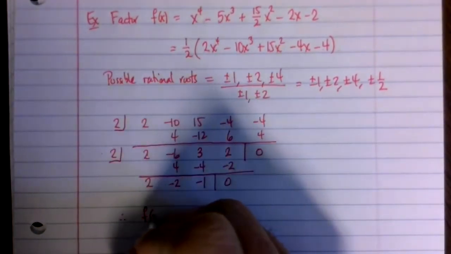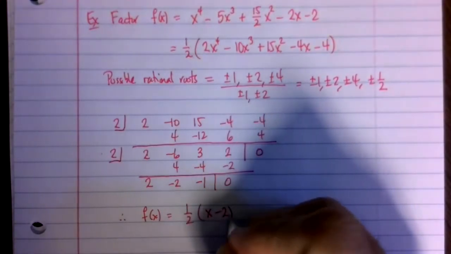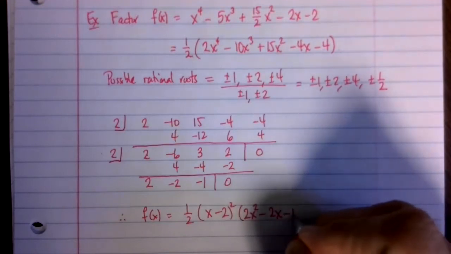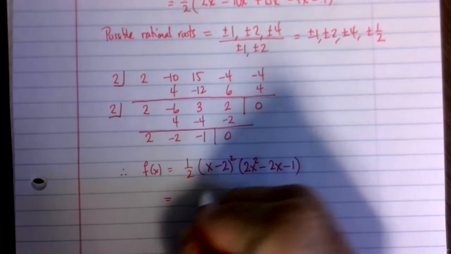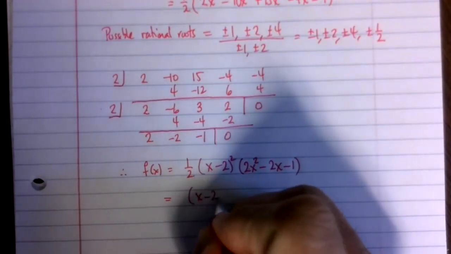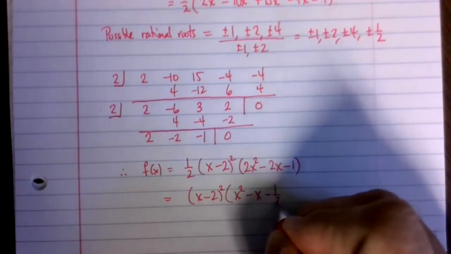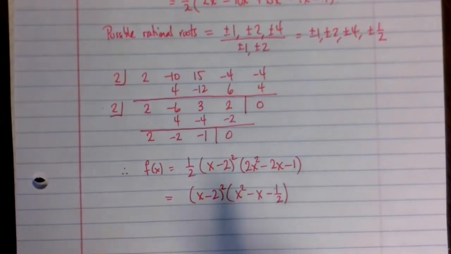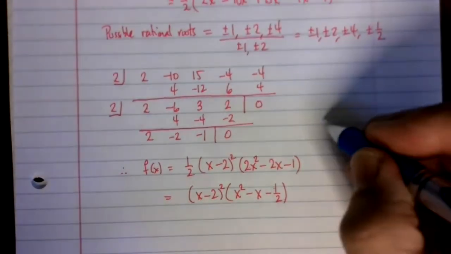So our conclusion is that f of x is equal to 1/2 times x minus 2 squared times 2x squared minus 2x minus 1. And let me pull the 2 out of this. So that would give us x minus 2 squared times x squared minus x minus a half. Okay, now to find the remaining roots, I use the quadratic formula to see what the remaining roots would be. So I'll do that over here on the side.